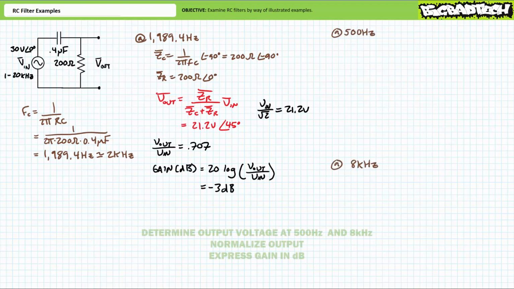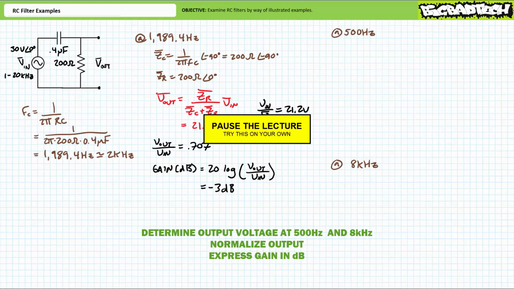Moving on, let's now see if you can determine these same properties at 500 Hz, roughly a quarter of the critical frequency, and at 8 kHz, roughly 4 times the critical frequency. You should observe some very predictable behavior illustrative of high-pass filter operation at regions below and above the critical frequency. By all means, pause the lecture and try this on your own. If you're tracking, you should have obtained the following results.